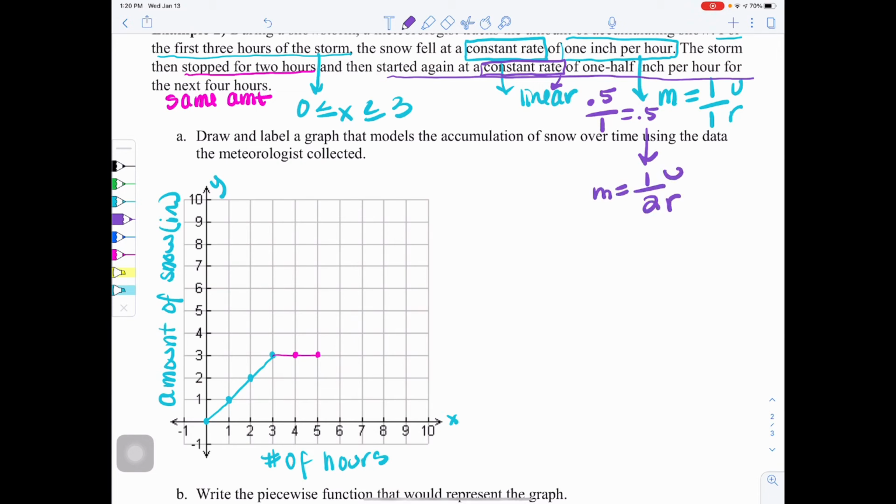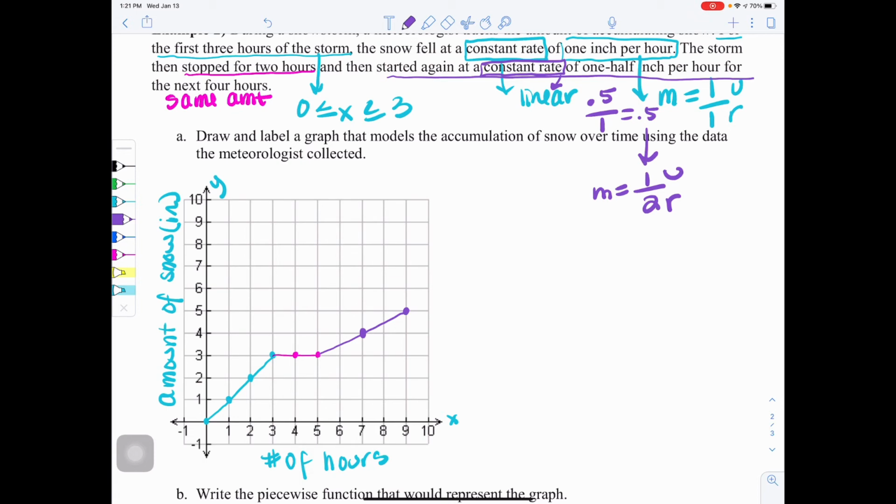We're going up 1 to the right 2. So up 1 to the right 2, but we're only doing this for the next 4 hours. So that means from 5 up to 9. So once we do 2 more points, we're at that spot and we're going to connect them. And at that point, we're done. We're not going to draw an arrow at the end because it does not say anything about continuing past those 4 hours.